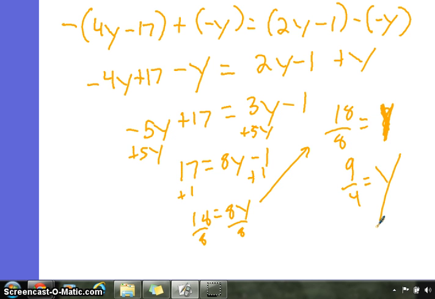The only step I added is we need to get rid of these parentheses. Otherwise, all these things we've been doing.